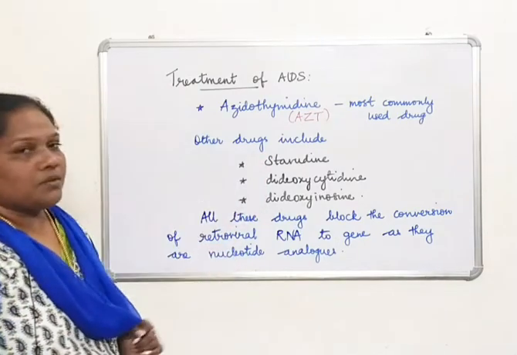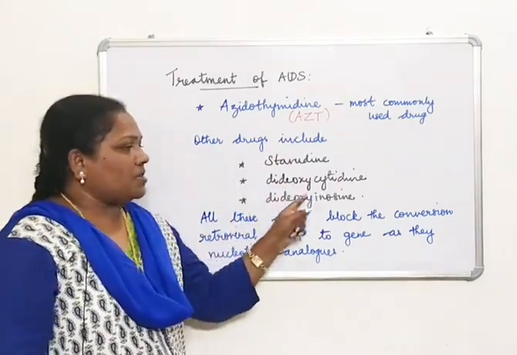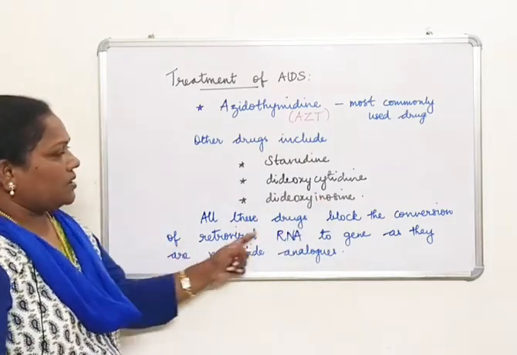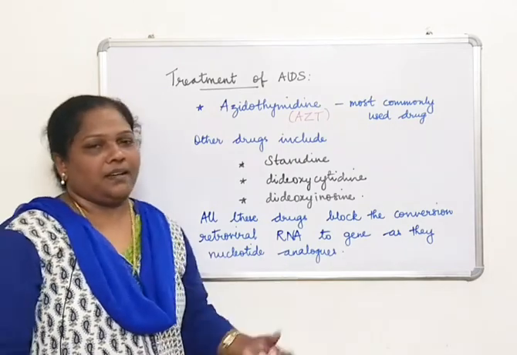And other drugs include stavudine, dideoxycytidine, dideoxyinosine. Okay, and all these drugs block the conversion of retroviral RNA to DNA as they are nucleotide analogs.